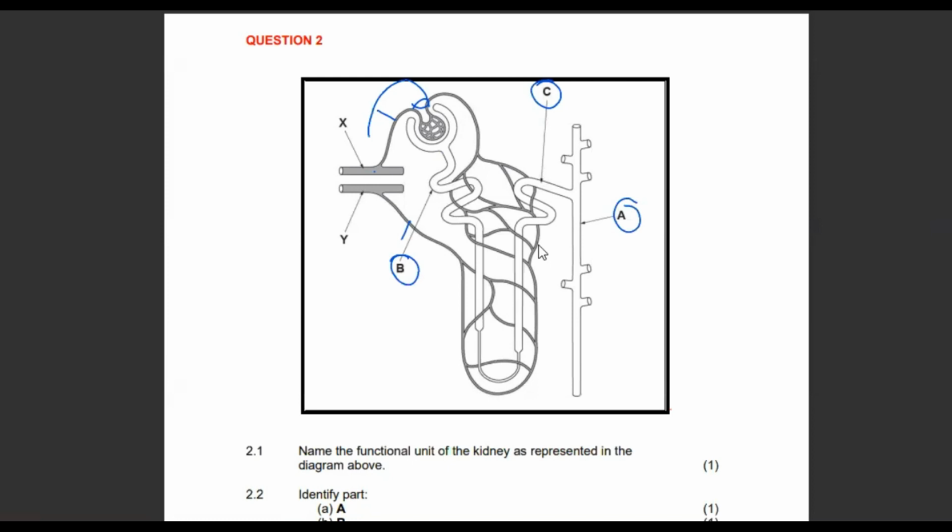So if it's before entering the kidney, therefore this one is going to be the renal artery. And then this becomes the afferent arteriole. And then this one is going to be the renal vein. So this is the efferent arteriole. That's how you are supposed to differentiate between the two. Yes. So if we go to the next question.